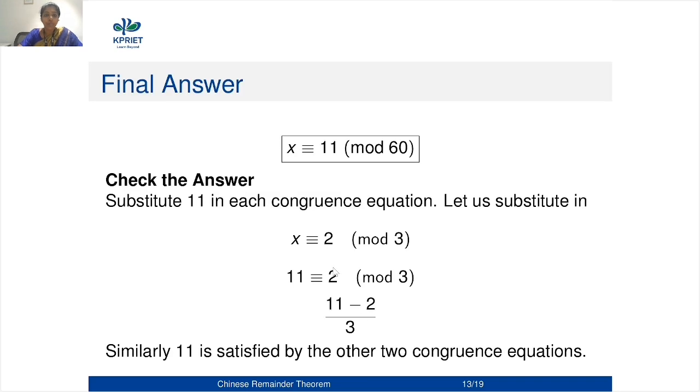Now let us check whether the answer we found is correct or not. So I am going to substitute this answer 11 in the given congruence equations. I am just taking the first congruence expression. x is congruent to 2 mod 3. Substitute x as 11. So it becomes 11 congruent to 2 mod 3. This expression can be rewritten as (11 minus 2) by 3. So it is 9 by 3. Yes, definitely it is satisfied. Similarly, you can check the same scenario for the remaining two congruence expressions. So this is the solution for the given problem.